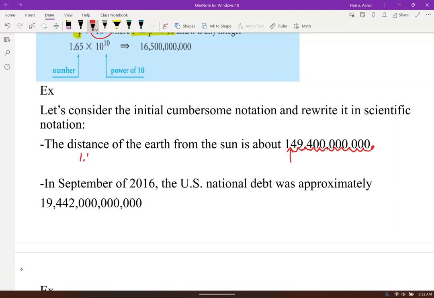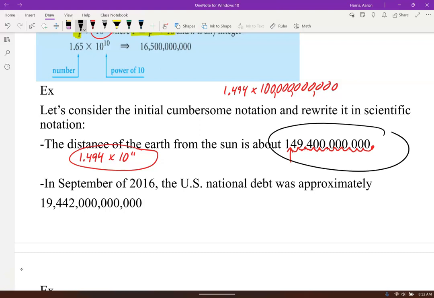So we're going to write this as 1.494 times 10 to the 11th. That's our scientific notation, right? Because 10 to the 11th is 100 billion. So if you take 1.494 and you multiply it by 100 billion, guess what you get? You get that 149,400,000,000 number, right? So it's the same number. It's just written in scientific notation, right?